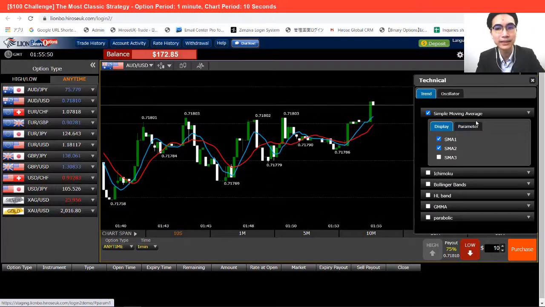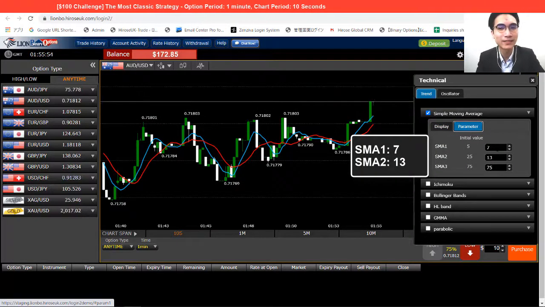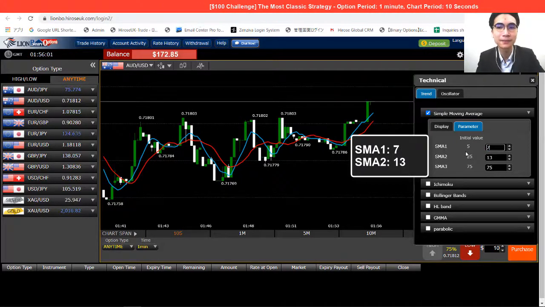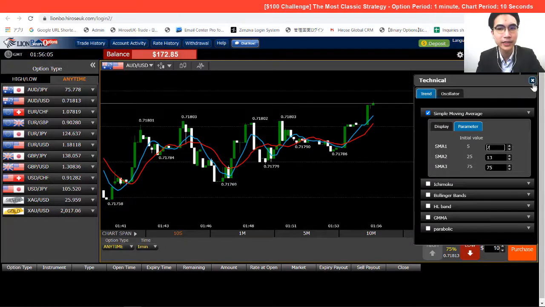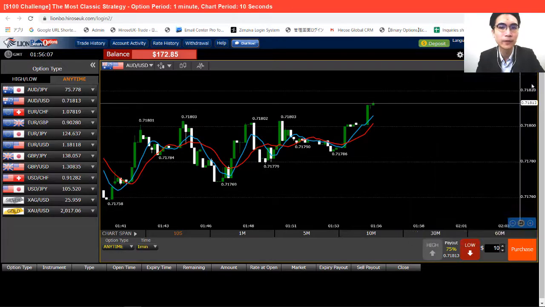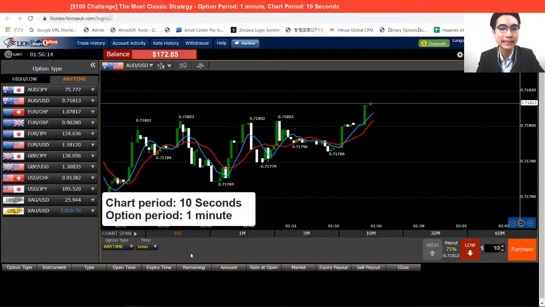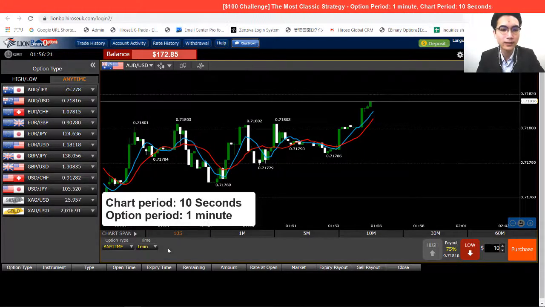Just click on parameter, and for SMA1 we are using 7, for SMA2 we are using 13. So again, 7 and 13. Simple as that. And then we will close the technical indicators window. Then we will move on to the chart period and option period. For today I'm trading with a 10 seconds chart period, and I'm going to trade with the 1 minute option. So now we are all done.